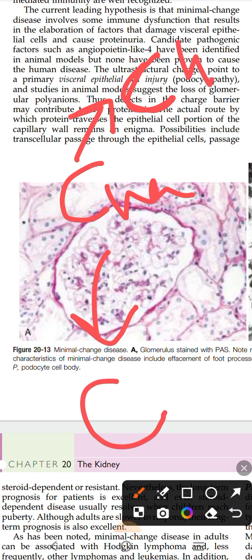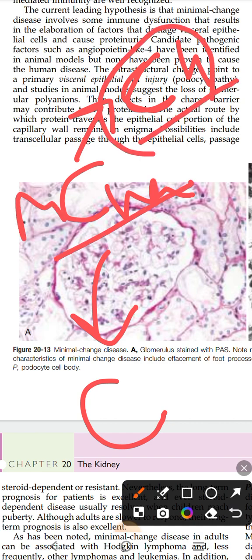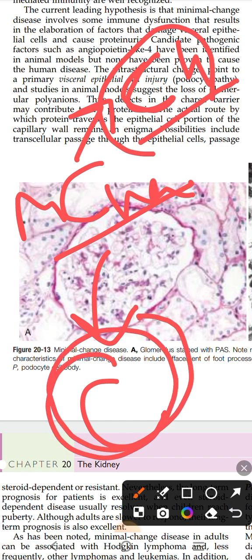So minimal change disease is common in children, particularly ages 1 to 7 years. And again C for corticosteroids: the patient recovers in almost 90% of cases if we give steroids. So this is your diagnostic point in your scenarios in your exam.